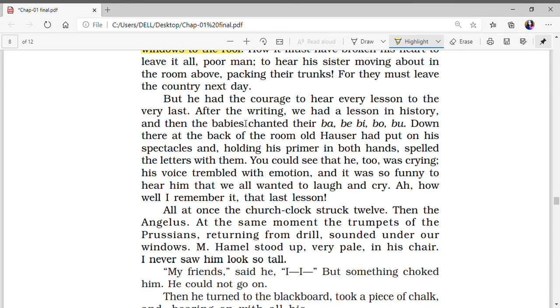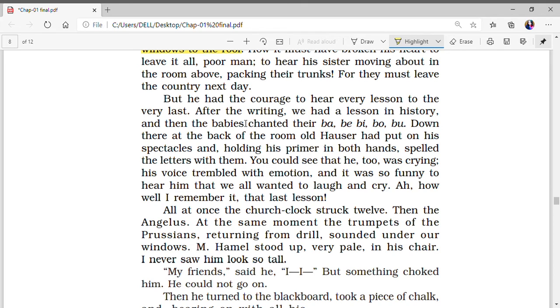That the time is over now. And the last chapter, the last lesson has been finished off. Down there at the back of the room, old Hauser had put on his spectacles and, holding his primer in both hands, spelled the letters with them. You could see that he too was crying. Okay, so this person is literally crying out of grief.